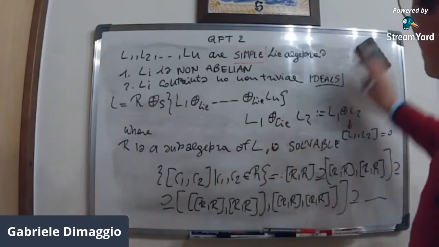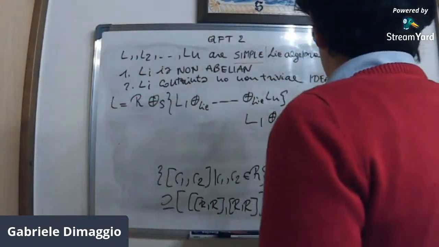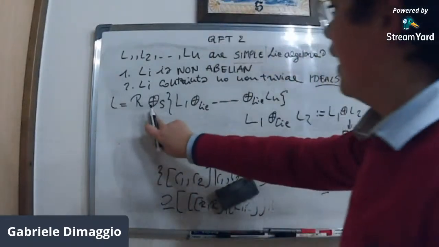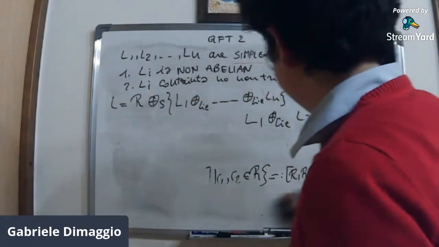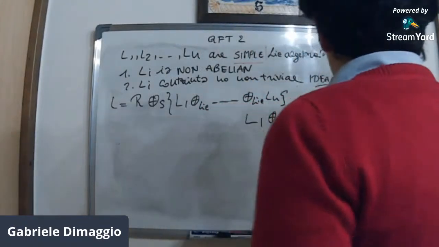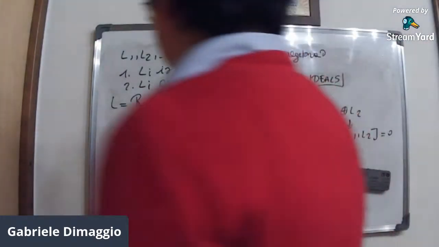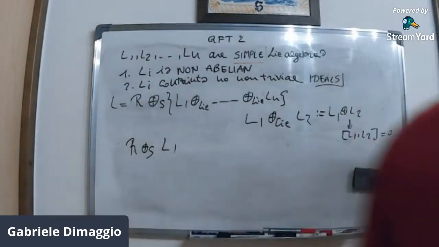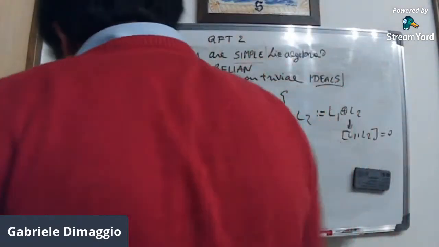Whereas for this other kind of direct sum, I have R direct sum a simple Lie algebra L1, defined as R.